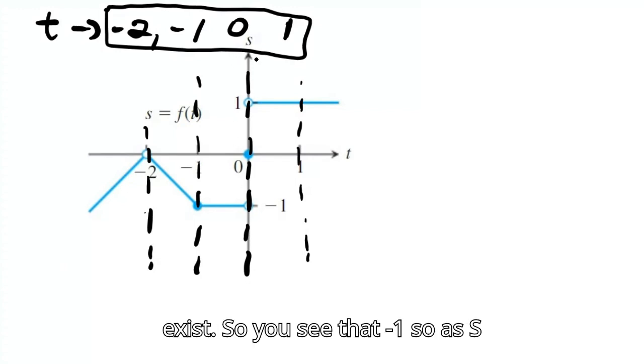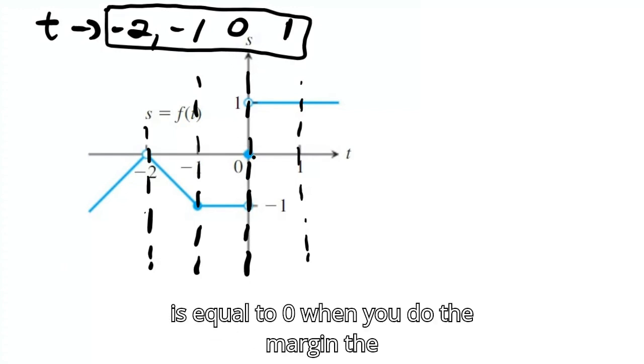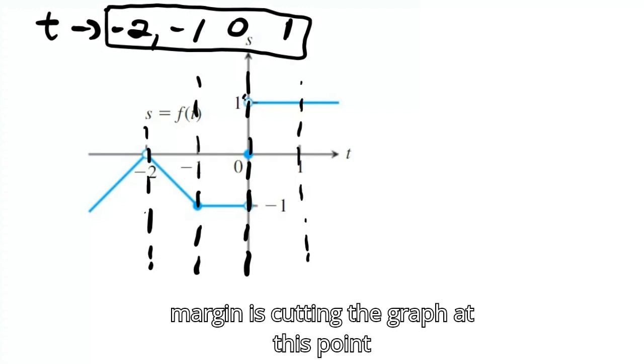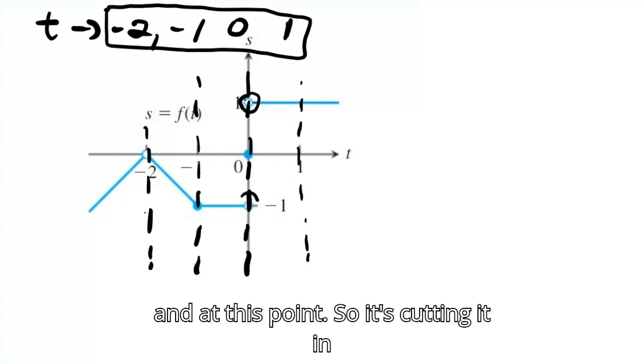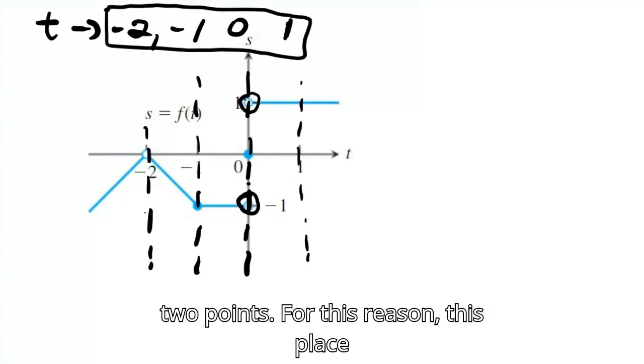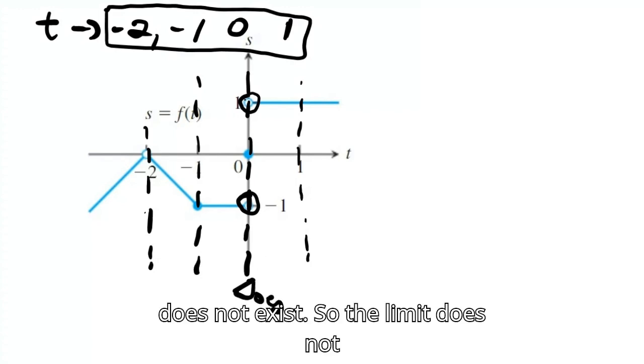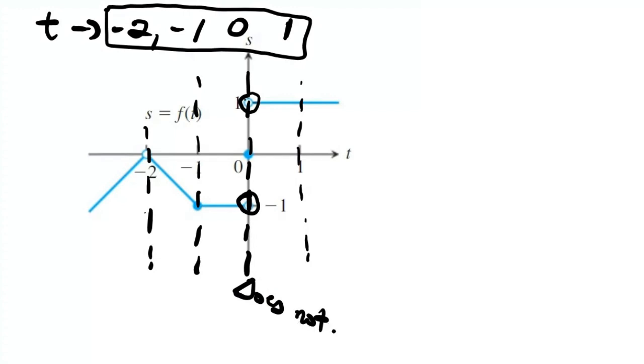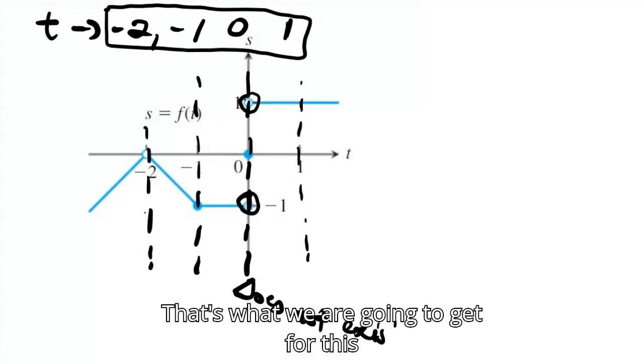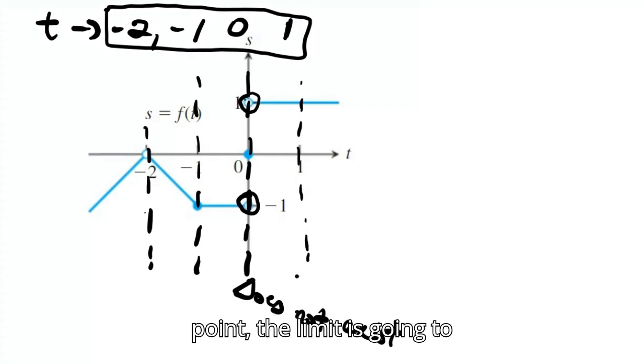So at t equal to 0, when you draw the imaginary line, it is cutting the graph at this point and at this point. So it's cutting it in 2 points. For this reason, the limit does not exist at this point. That's what we are going to get for this particular function. But for the other points, the limit is going to exist.